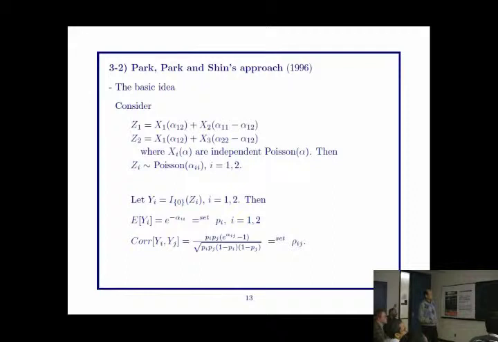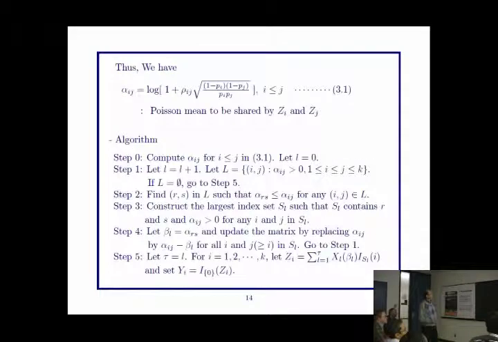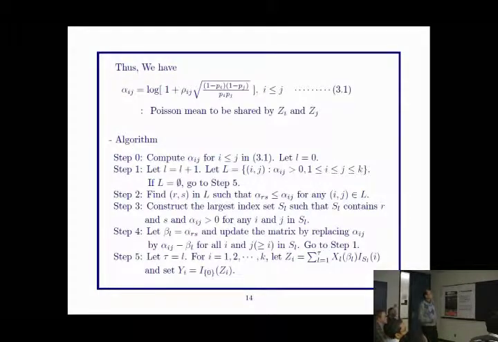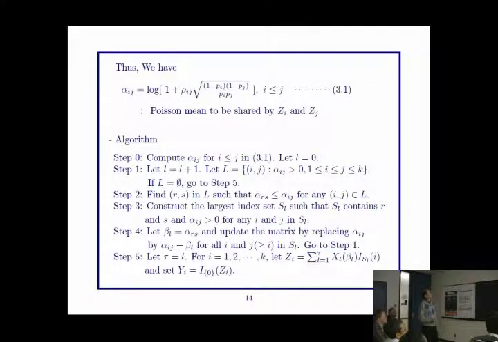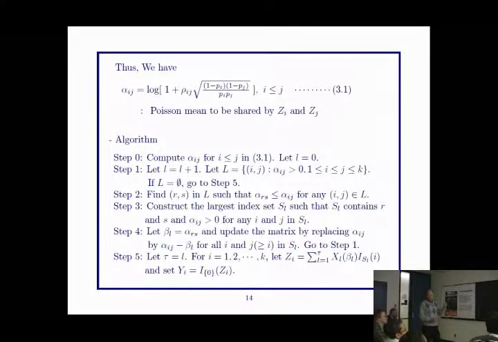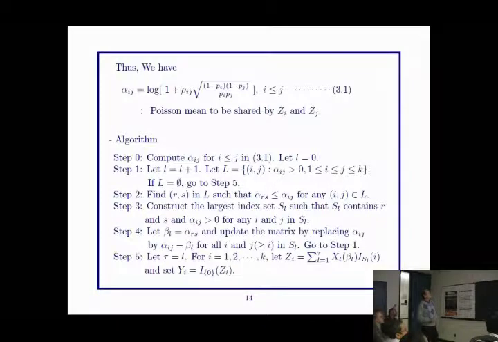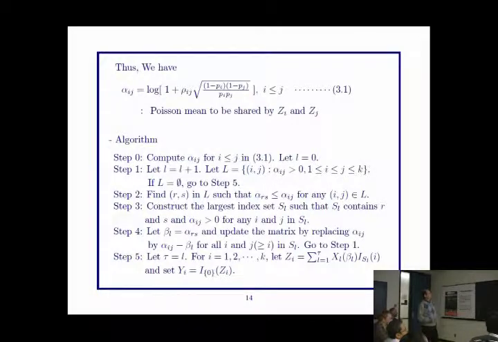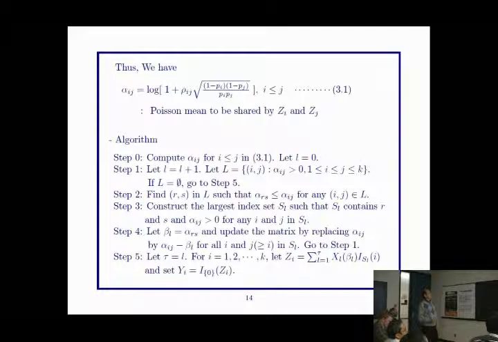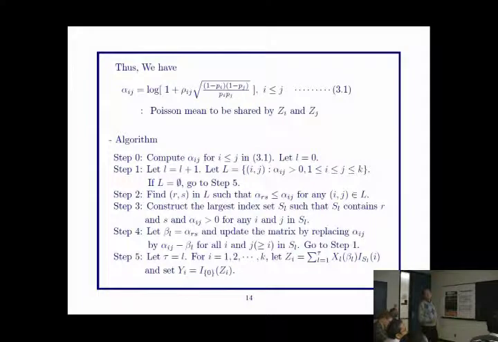You have a closed form of solution. So actually we have this alpha ij, which is this. If you are given correlation and marginal probability, then you can easily evaluate this. This alpha ij is the Poisson mean to be shared by Zi and Zj. Okay?